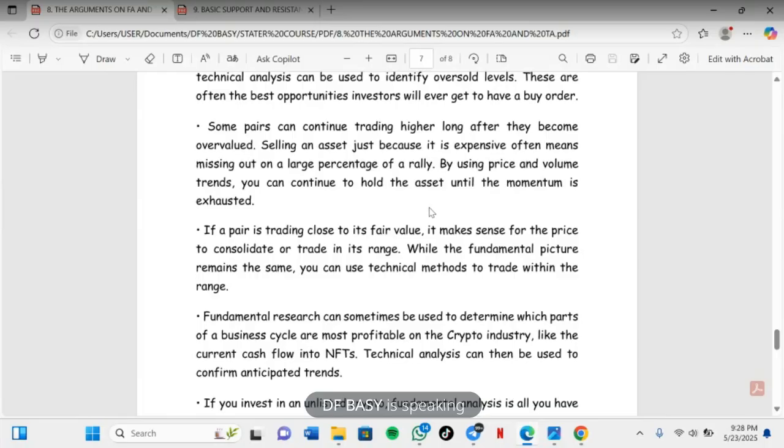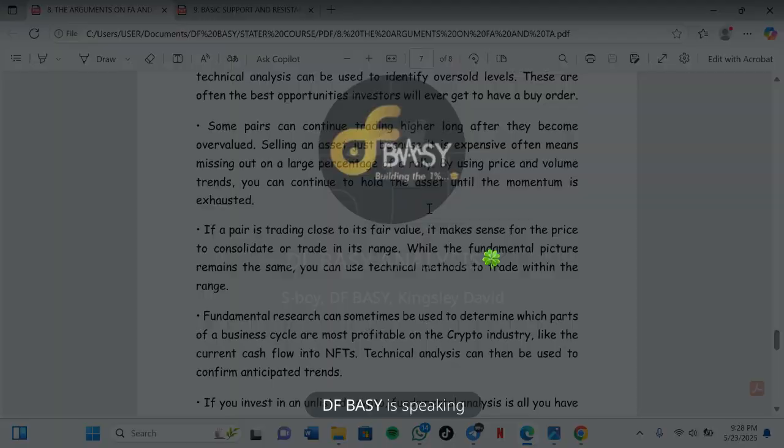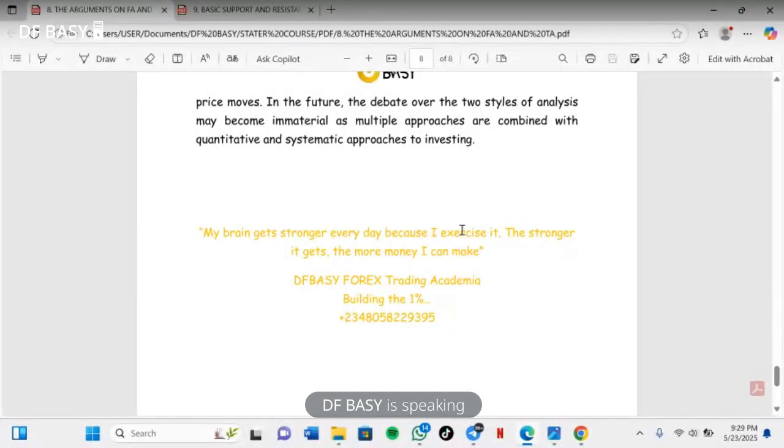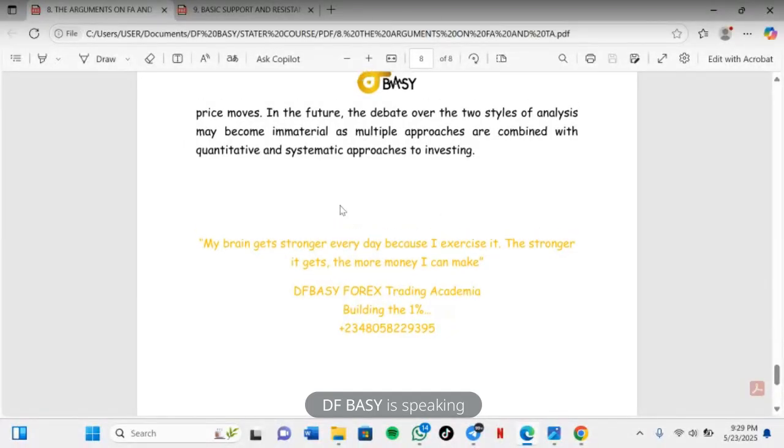All right. So you can remember your brain gets stronger every day because you exercise it. The stronger you get, the more money you can make.